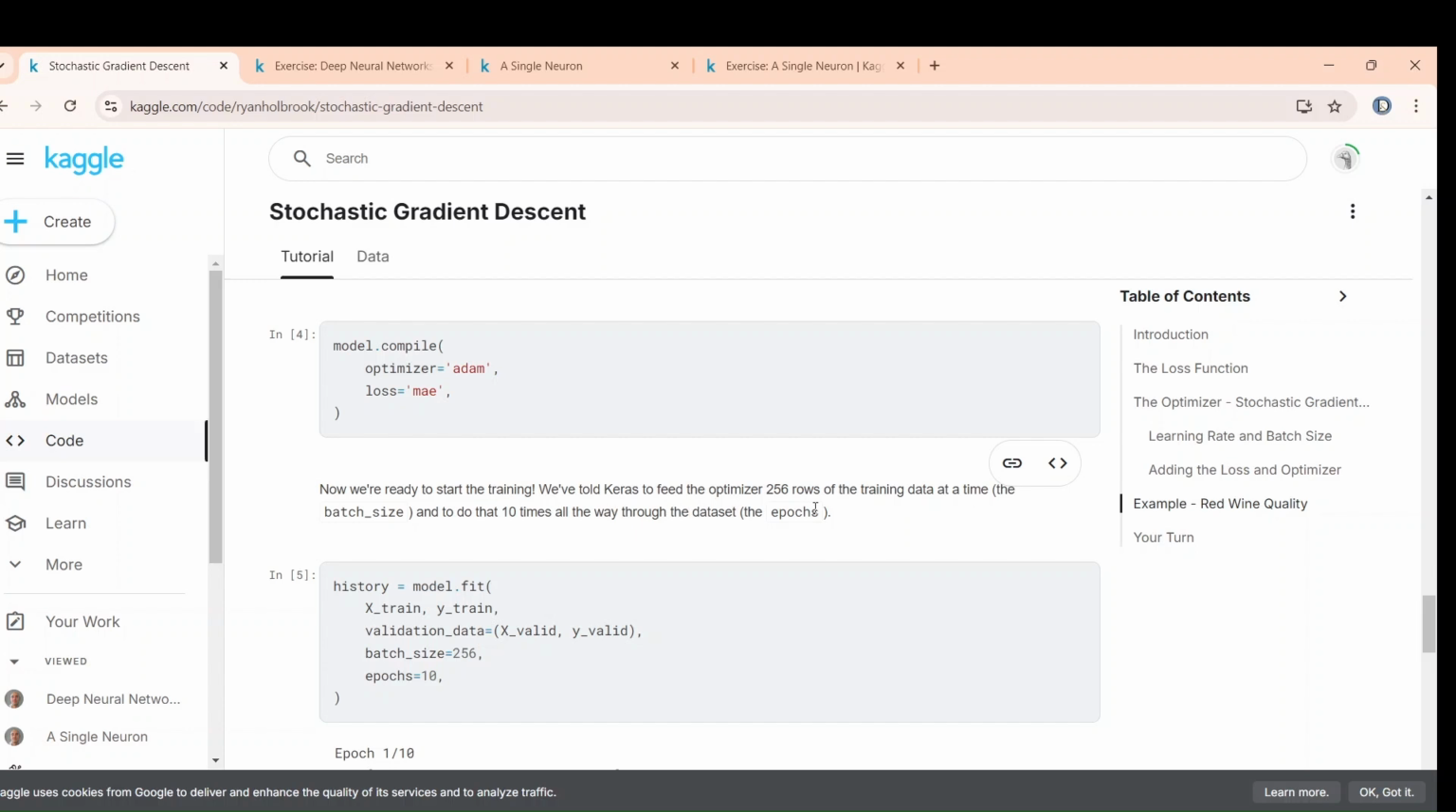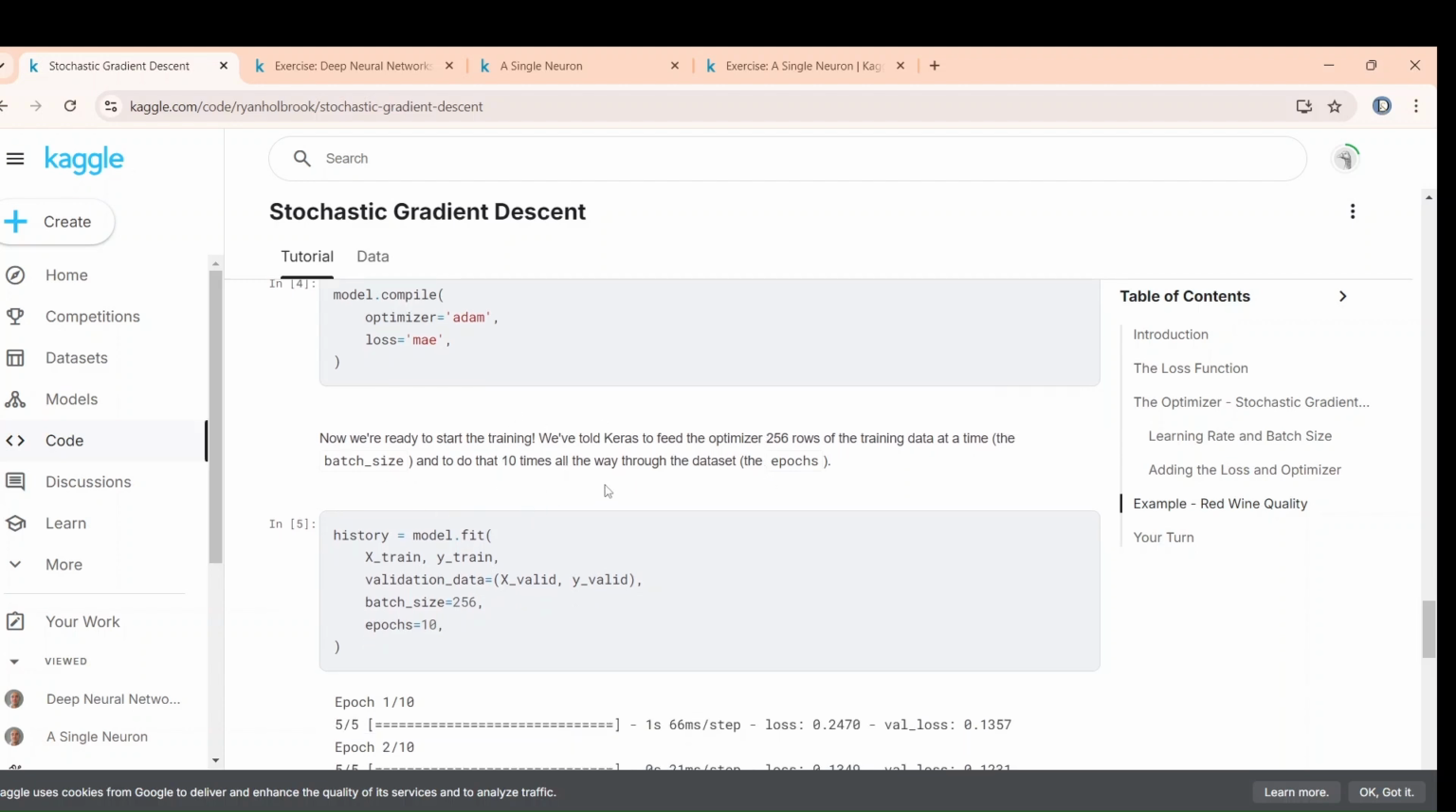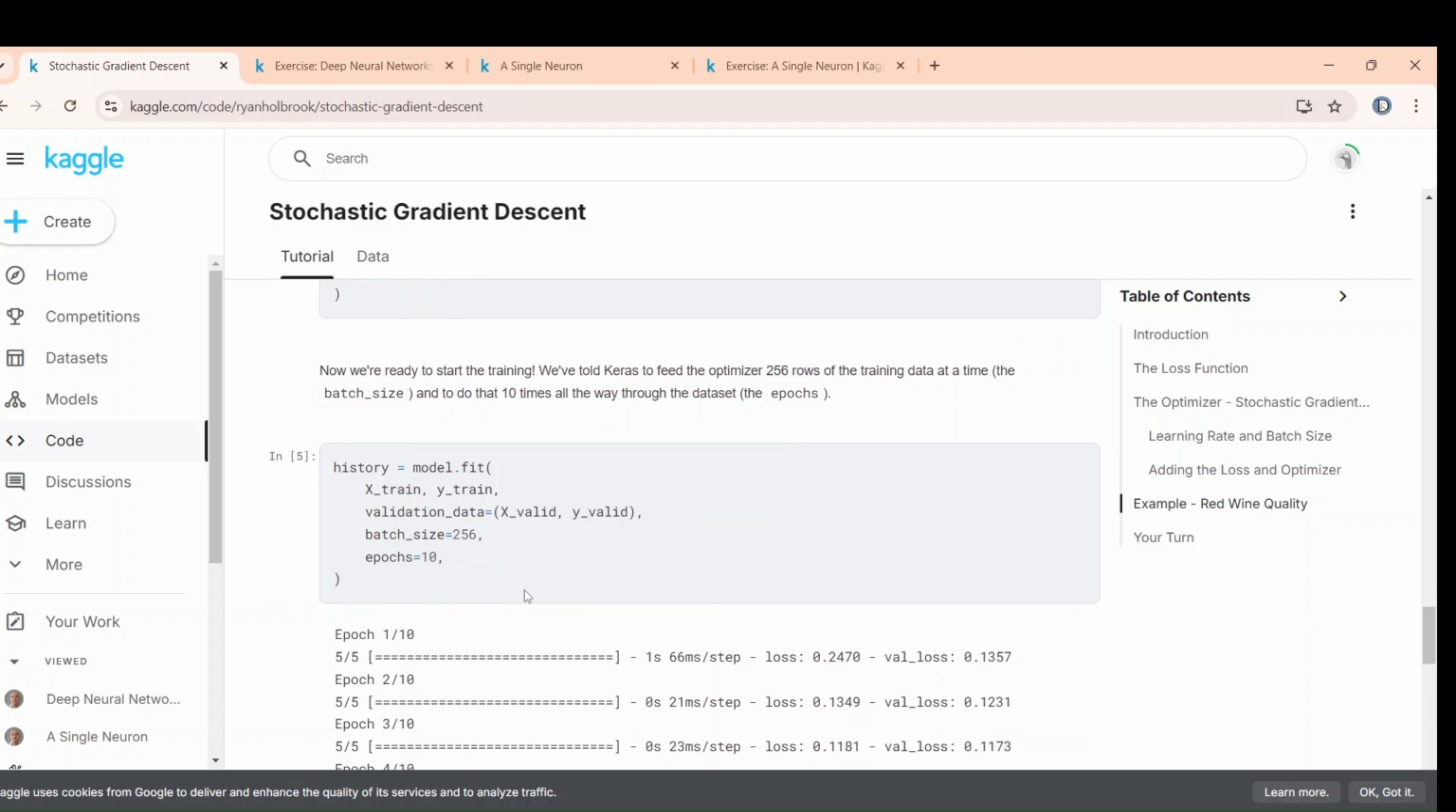We have told Keras to feed the optimizer 256 rows of the training data at a time. That is the batch size. Batch size means sampling data. So you are taking 256 rows at a single time. And after one batch, your weights will be optimized. They will be changed so that the loss becomes smaller. Okay. And you do that 10 times through the complete data set. That is what is known as epochs. So in each batch you will take 256 rows and do this 10 times all the way through the data set. Fine.